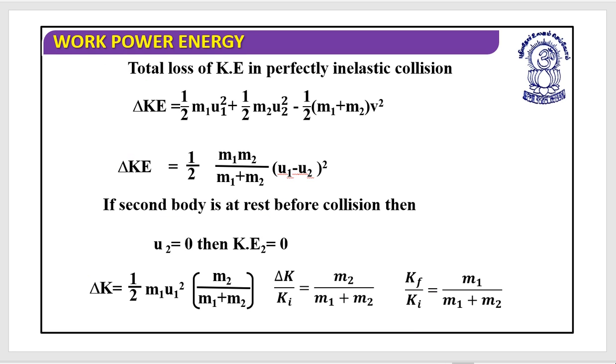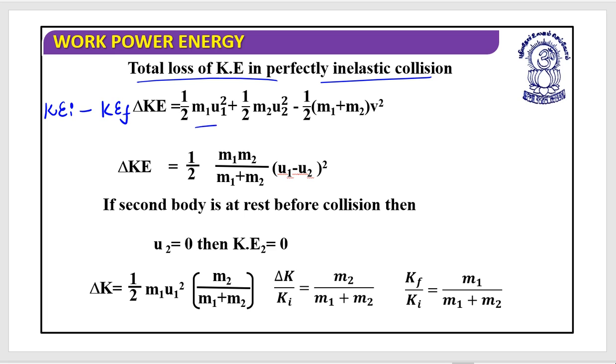Now the total loss of kinetic energy in a perfectly inelastic collision. When I say total loss, I take the initial kinetic energy minus the final kinetic energy, because this gives the loss. Let's suppose initially I have 100 joule of energy, and after the collision I am left with only 40 joule, so it is a loss of 60 joule. How does it arrive? Very basic, it's 100 minus 40. I am doing the same thing here.